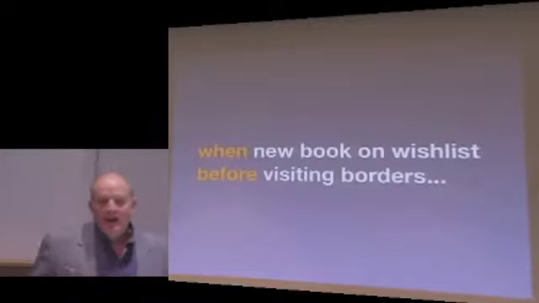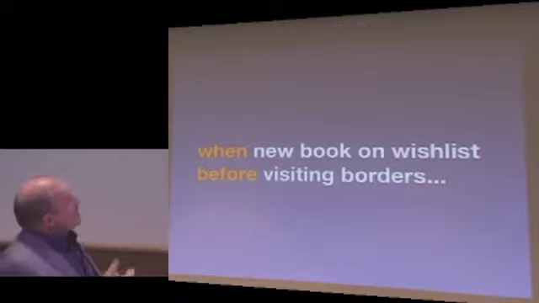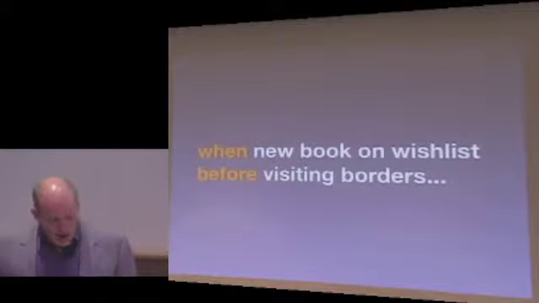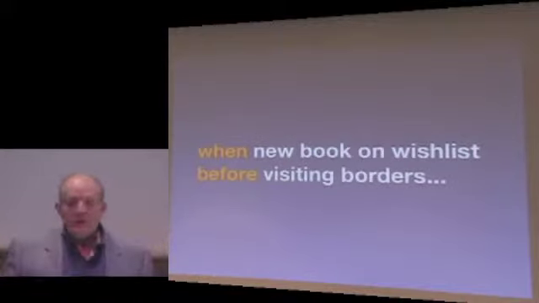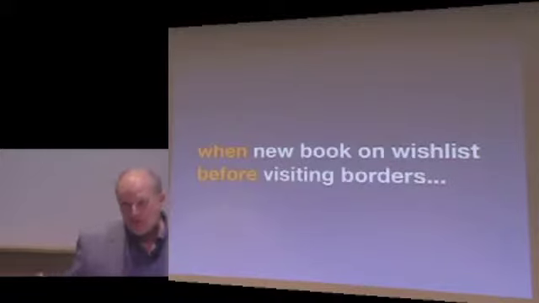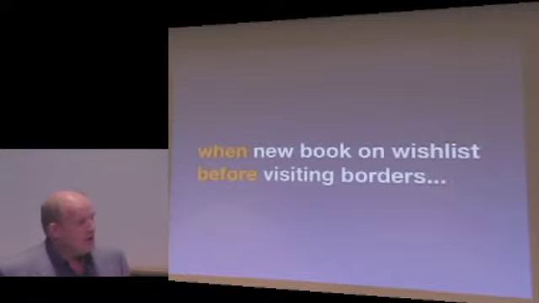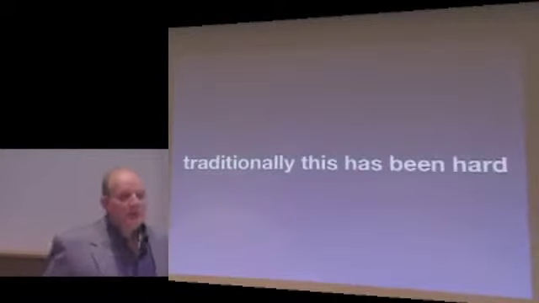So here is kind of a pseudocode version of the scenario that I just described. So when there's a new book on my wish list and I go to visit Borders, right? So when that happens before I go to visit Borders, then do something. Send a notification that the book's available in Borders if it is. So that's an example of how we can use an event expression to describe a scenario which might be something that somebody cares about. Now, traditionally, this has been pretty hard.